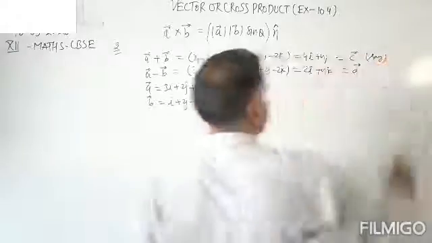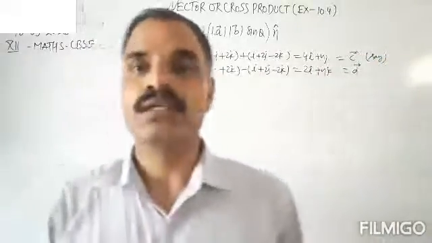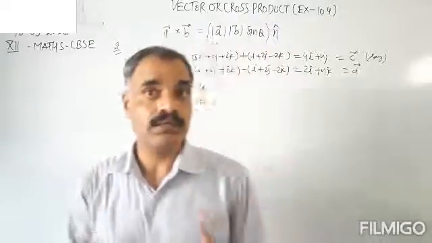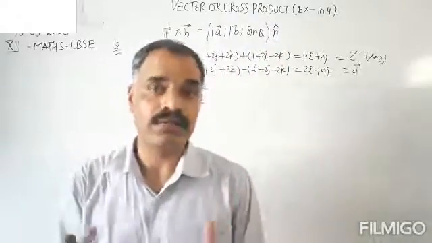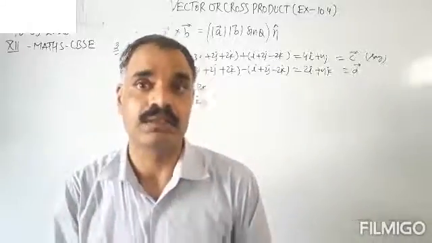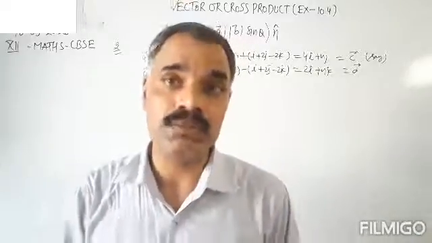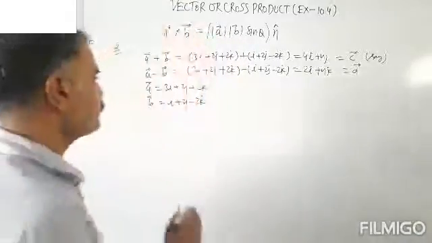Let this be the c vector. c vector is equal to a vector plus b vector, and a vector minus b vector is equal to d vector. Okay, we have let these be two vectors. Now we have to find the unit vector perpendicular to both c vector and d vector.